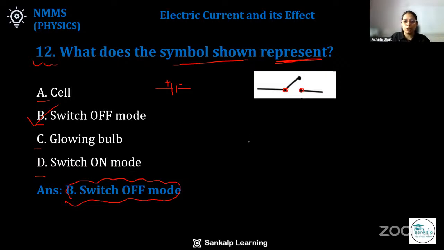Glowing bulb. Glowing bulb is shown like this. It is glowing bulb, or sometimes we write circle and then glowing. Switch on mode. Switch on mode will be like this. There is connection between these two wires. Switch on. Here the correct option is option B, switch off mode.